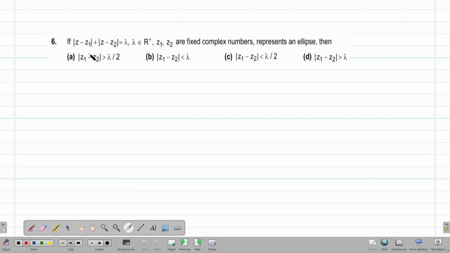Now here is the application. If mod of z minus z1 plus mod of z minus z2 is equal to lambda, where z1 and z2 are fixed complex numbers, represents an ellipse, then my correct option is, as I know that this lambda should be greater than mod of z1 minus z2. So my correct option is B.